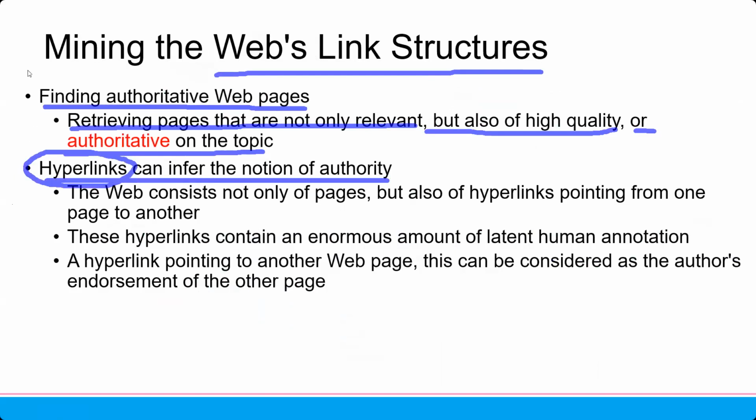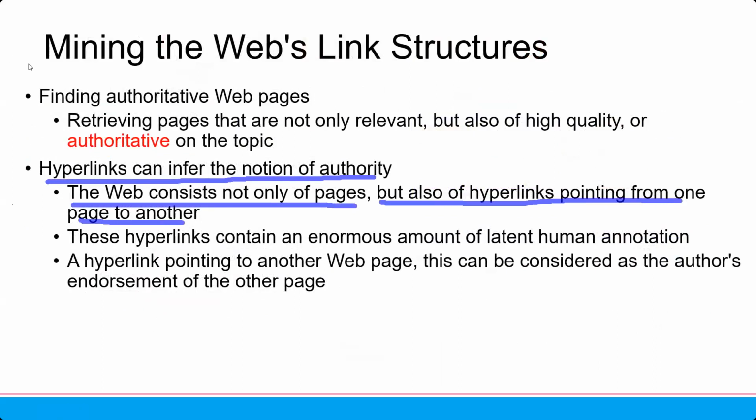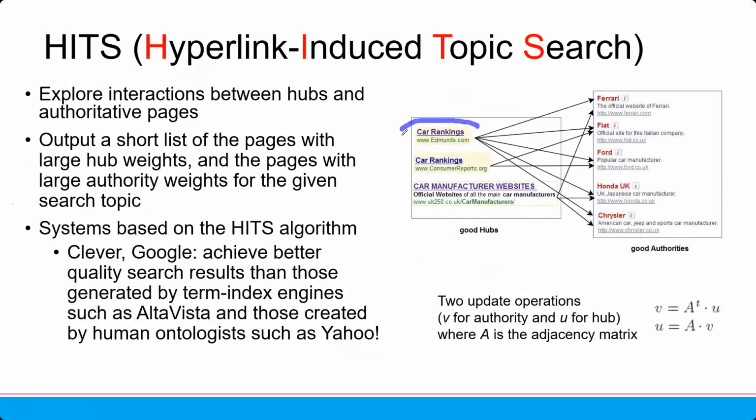Hyperlinks can infer the notion of authority. There is no example of the hyperlink yet, but the hyperlink can infer the notion of authority. It means the web consists not only of pages, but also of hyperlinks pointing from one page to another. Like this one: if I search for car, this website can have hyperlinks to different car companies. This car ranking site can go to Ferrari, Fiat, Ford, Honda, Chrysler. So this is the web with hyperlinks.